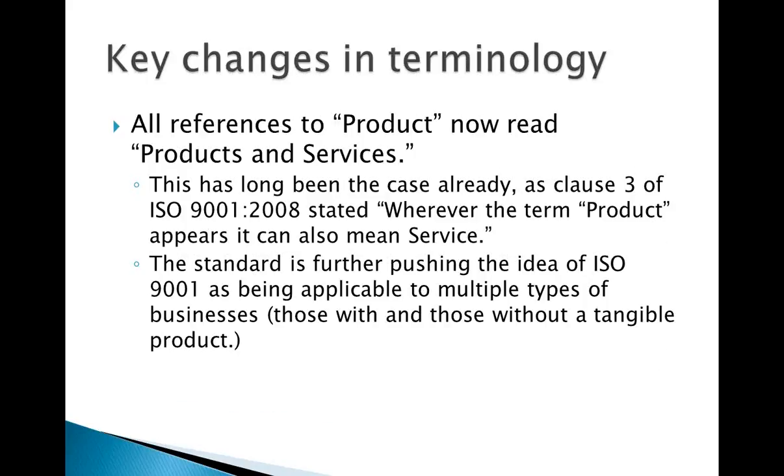All references to product now read as products and services. Now, this has been the case for quite some time. If you read Clause 3 of ISO 9001:2008, it stated, wherever the term product appears, it can also mean service. So they're trying to be more inclusive. They want to recognize that there are a number of ISO certified companies without a tangible product.